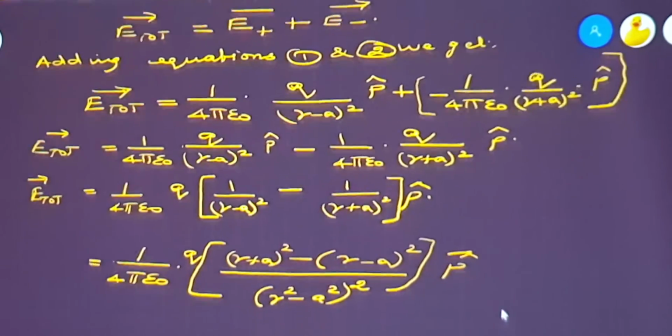So again we have to simplify this, mathematical simplification. How can we simplify? So again I am writing E total is equal to 1 divided by 4 pi epsilon 0 into q. The denominator I am writing as it is, that is r square minus a square the whole square. If you want to do the simplification, I can do it.